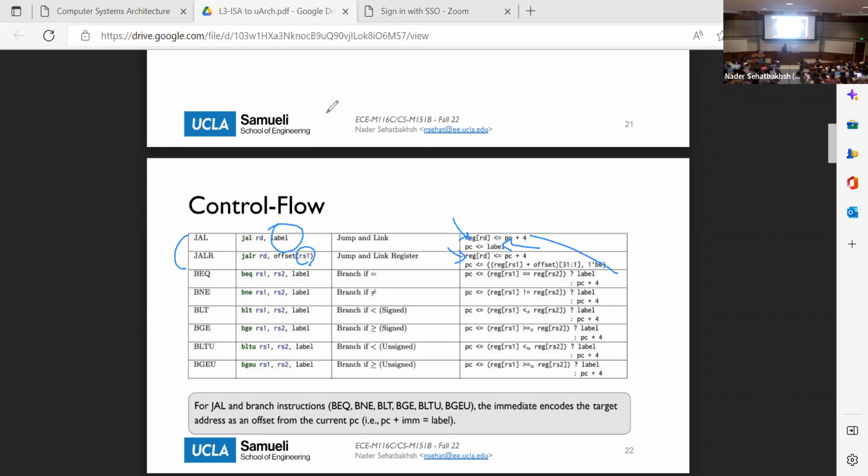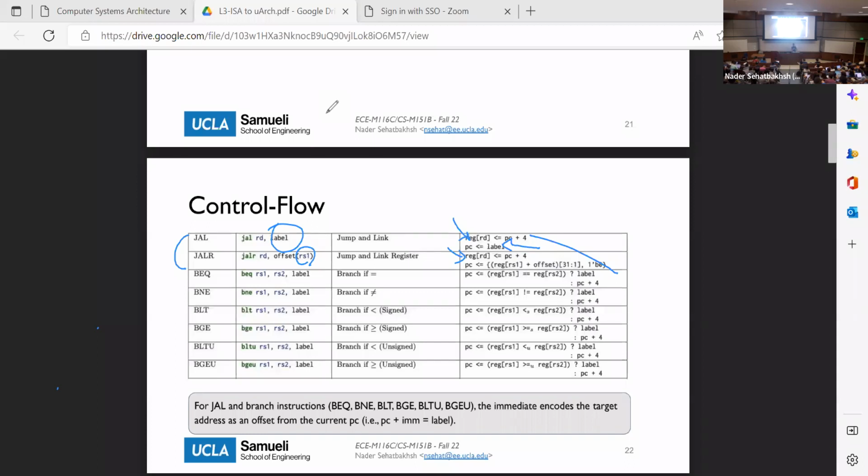Yes, the question is, for JAL and branch equals, the label is an immediate, and that is correct. And the interesting thing about the immediate is, let me see if I actually can show it. Oh, okay. So the difference is that if you read what I wrote at the bottom of this slide, it says that the label is basically PC plus immediate.